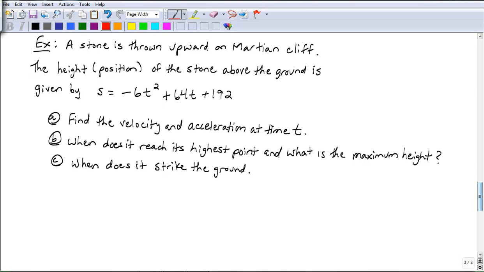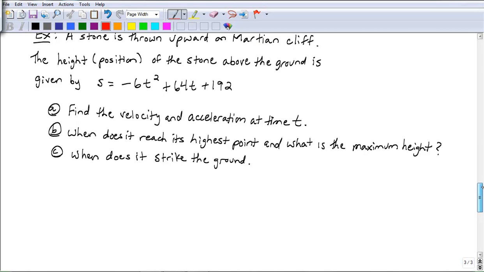This is a ball or a stone being thrown in the air. A stone is thrown upward on a Martian cliff. The height of the stone above the ground is given by negative 6t squared plus 64t plus 192. The first question is find the velocity and acceleration, which is just asking me to find the derivative. The velocity is the first derivative, which is negative 12t plus 64.